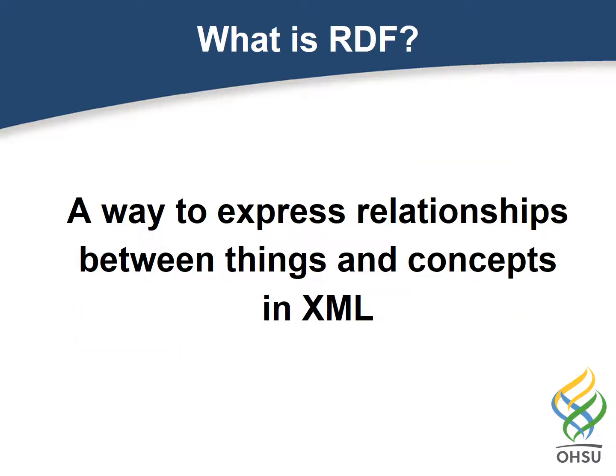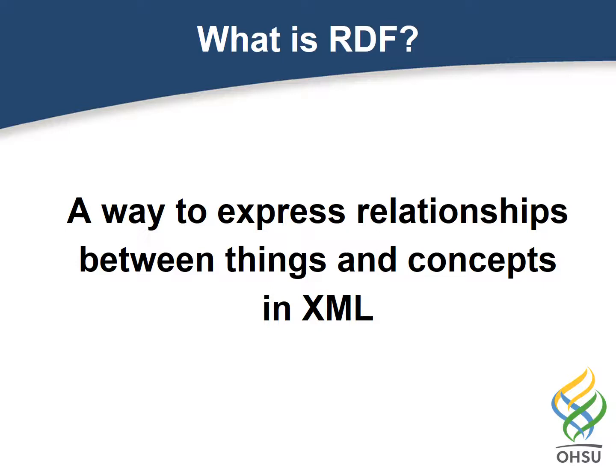How do we get from our existing metadata and systems to this new world? As I've already said, RDF is a way to express relationships between things and concepts in XML. What's a relationship? What's a thing? What's a concept? It's anything. A person could write a book. So, for example, a person is an entity, a book is another entity, writing is a relationship. There's a writer. A person is born in a particular year. The person's one thing, a year is another thing, is born in is the relationship.